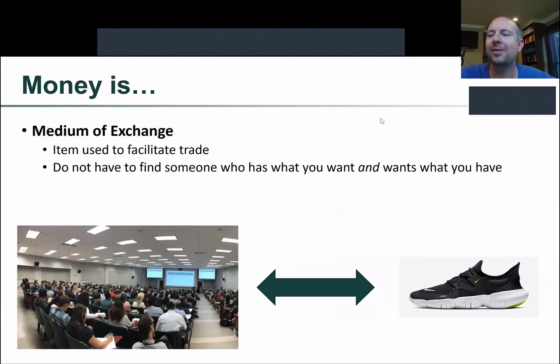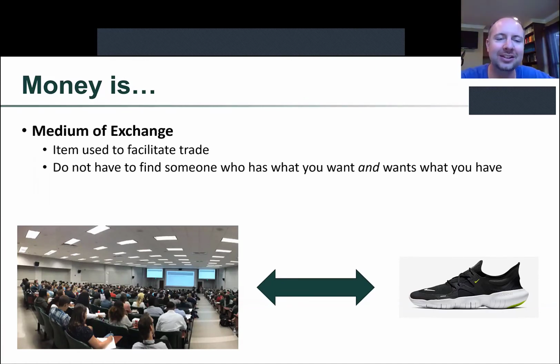We can think of it as if I was trying to go to a society that didn't have money, it was just trying to barter for everything and trade. And I was like, hey, here's some reasons why you should start using money. So the first thing, money is a medium of exchange. It's an item used to facilitate trade.